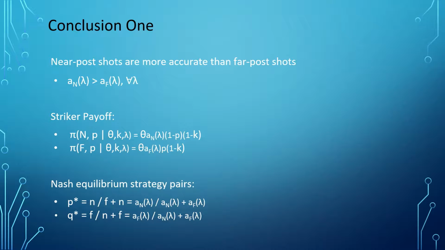After concluding this, the author found that there does exist a Nash equilibrium where the striker mixes between the near and the far posts. The pair of strategies P star and Q star that constitutes the Nash equilibrium of the game can be found here, where they were verified to be unique and subgame perfect. All the parameters in these equations are the same as those described previously.